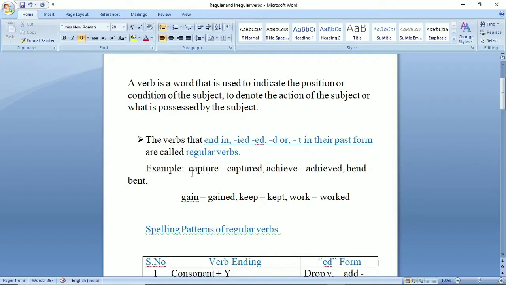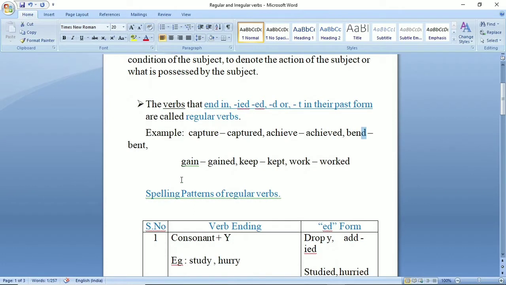For example, the base form of the verb is capture. In this spelling you have just added d, and it has become captured. Now in the word achieve, you again added d and it has become achieved, that is the past form. Now in bend, what did you do? You removed d and added t. So it has become bent.